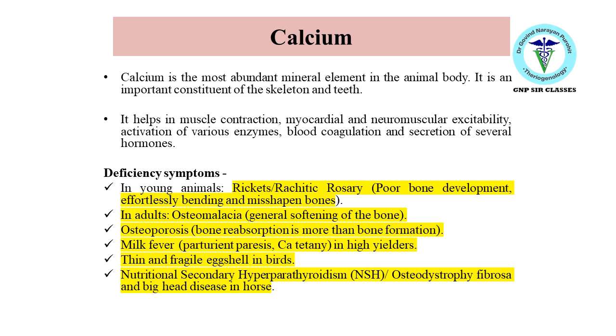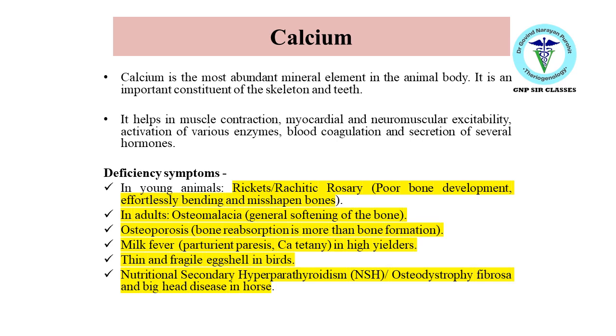Now let's discuss calcium in some more detail. Calcium is the most abundant mineral element in the animal body. It is an important constituent of the skeleton and teeth. It helps in muscle contraction, myocardial and neuromuscular excitability, activation of various enzymes, blood coagulation and secretion of several hormones.